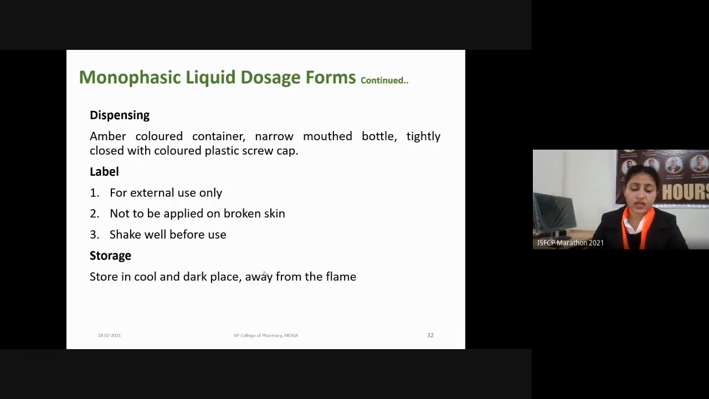Now, storage. Liniments should be stored in a cool and dark place away from flame, because some of the liniments can contain alcohol as their base or as their vehicle. So alcohol is flammable. So we have to keep these liniments away from flames, and they should be stored in a cool and dark place.